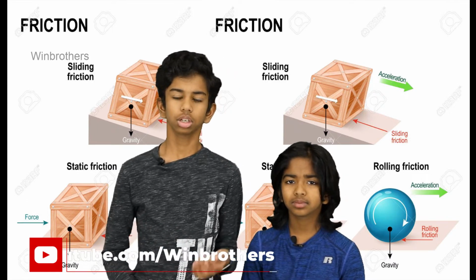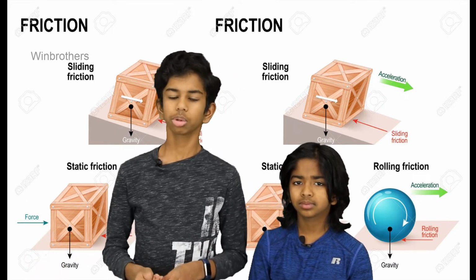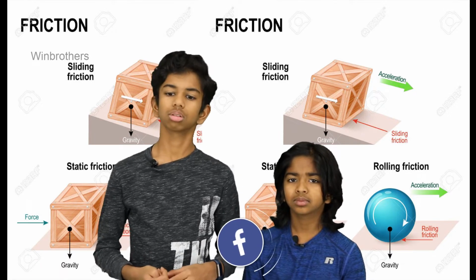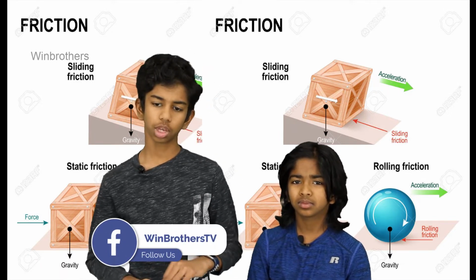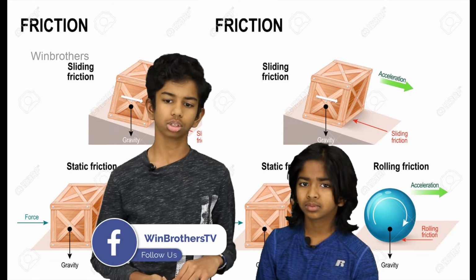Water resistance is if you're running in a pool, you're going to be slowed down more than if you were swimming. And then there are three categories of friction within air resistance.